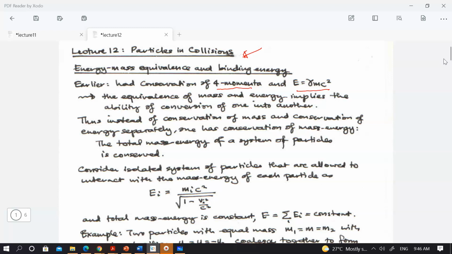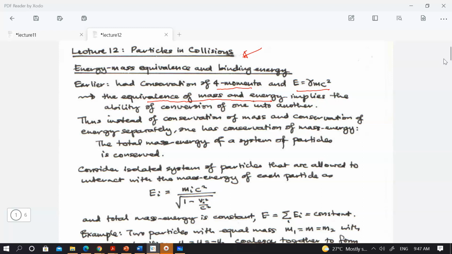Okay. And also from this E equals gamma mc squared, we also have the idea of the equivalence of mass and energy. So when you say they are equivalent, one of the implications is that one can actually convert from one quantity to the other. So one can convert from mass to energy, or from energy to mass. We're going to see how this can actually happen.